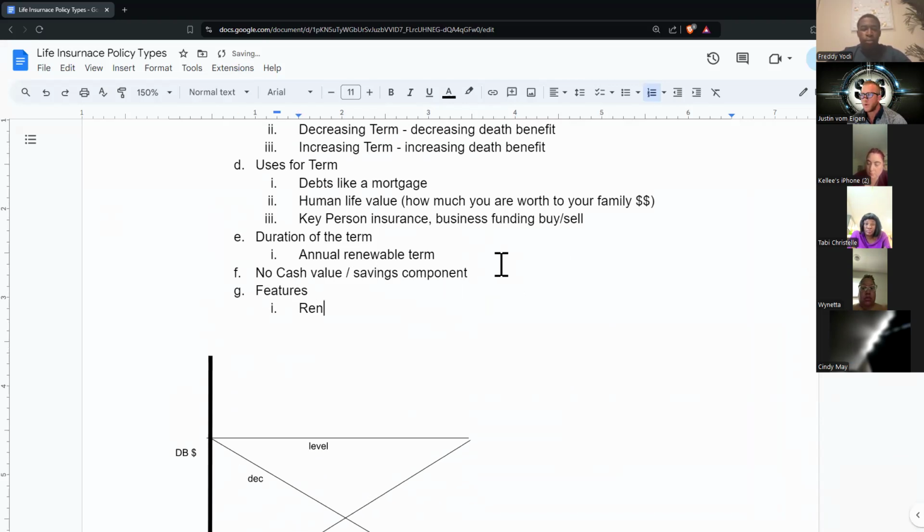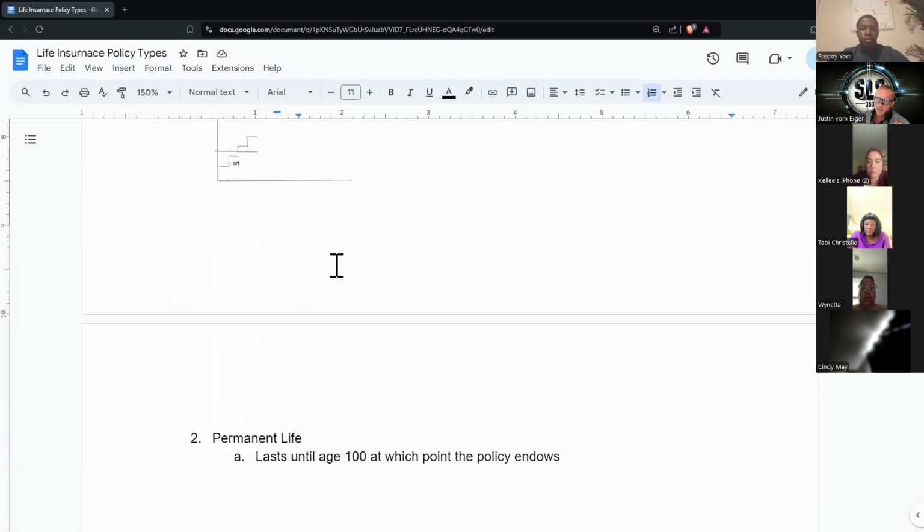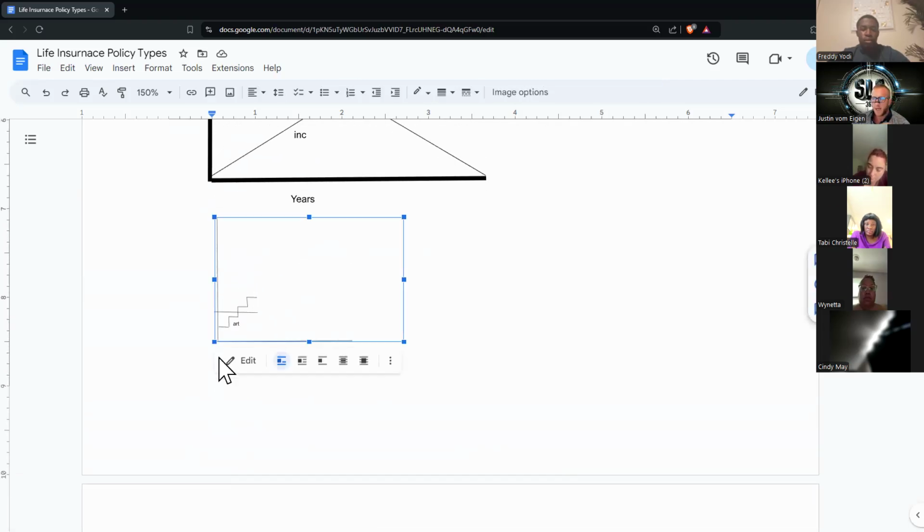Now term can be renewable and or convertible. Renewable means that the company lets you renew the policy at the end of the duration of the term. So if it's this one down here, say it's an annual renewable term, every year it's going to go up in price. If you've got a 20-year renewable term, it's going to be the same price for 20 years, and then it will go up in price when it renews after 20 years. Does that make sense? Any questions about that? Okay. So renewable term just means the company says, yes, you can keep the insurance.